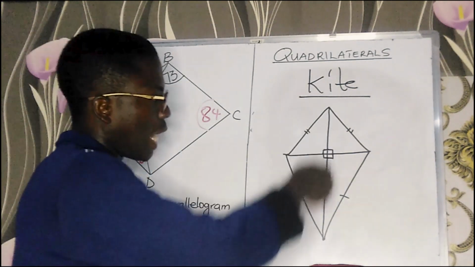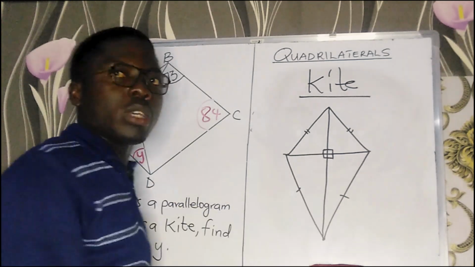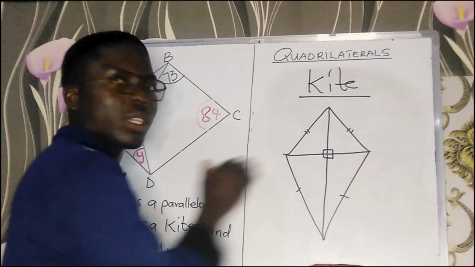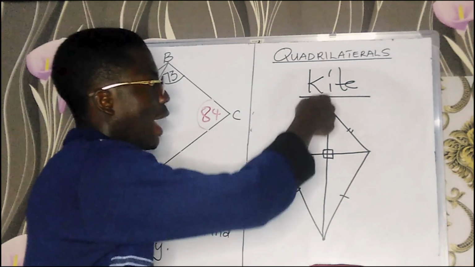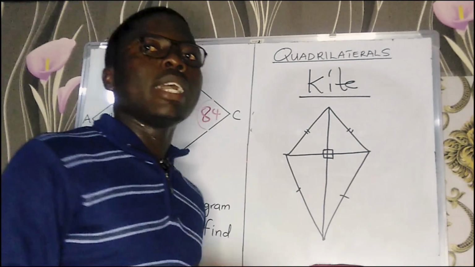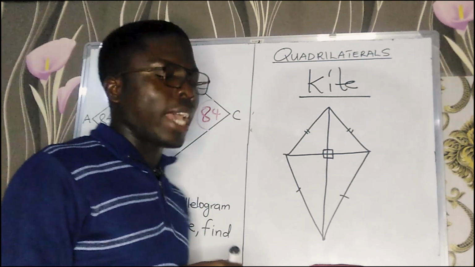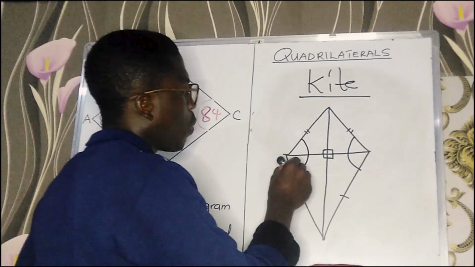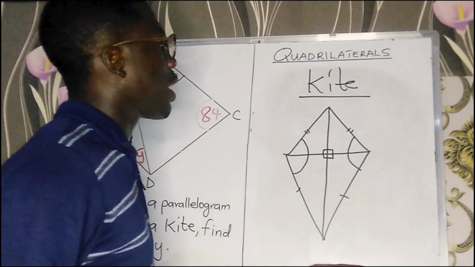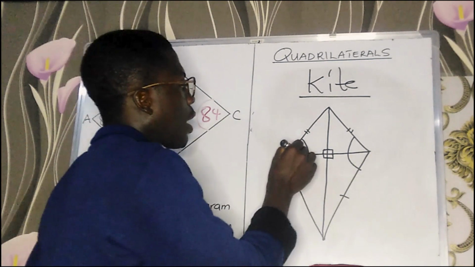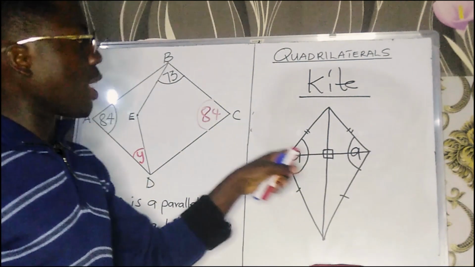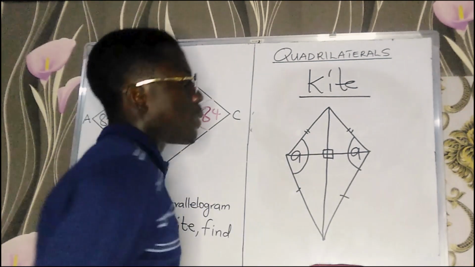You could see this particular line dividing the diagram into two equal halves, and so this half can be folded exactly onto this half. Good. So a kite has what? One line of symmetry. And then also it has one pair of its interior angles equal. And so if I have A here, I should have A here. This angle is equal to this angle.